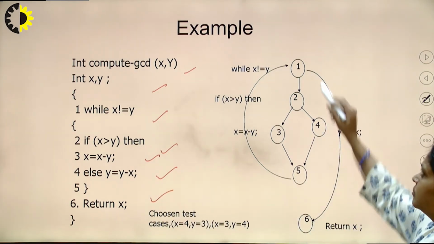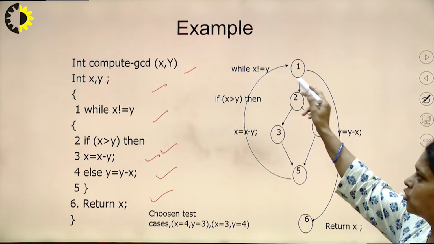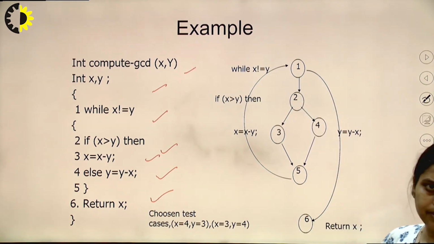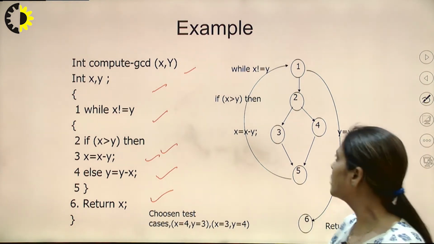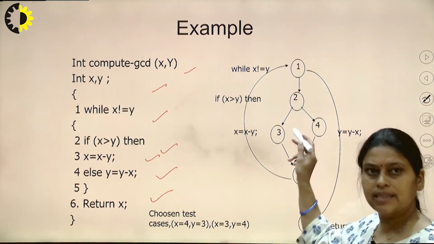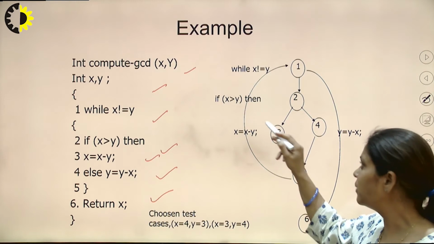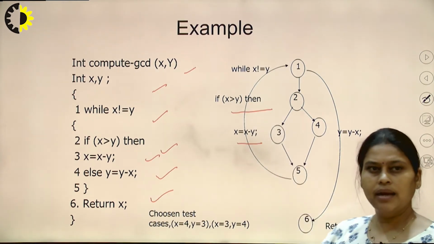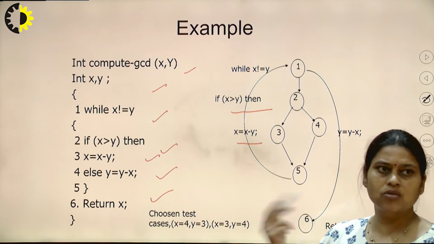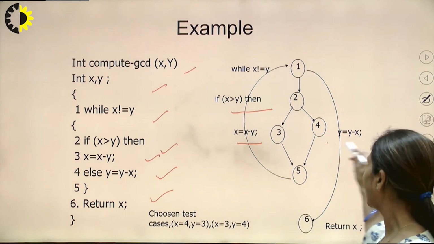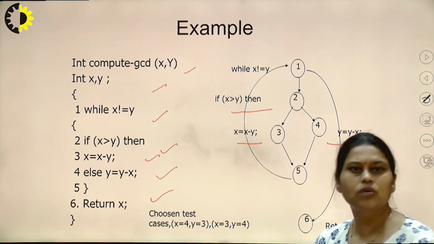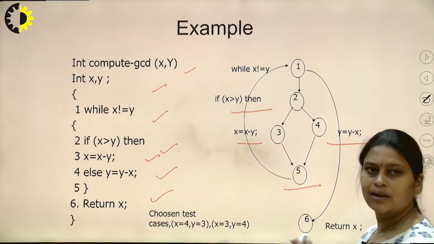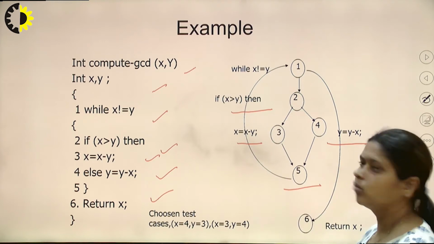So we have put here, this is your first statement, while x is not equal to y. Then it will go on to the second statement, that is the if statement. If x is greater than y, then it will calculate x is equal to x minus y, else it will calculate y is equal to y minus x, and in the fifth the calculation value, and again it will go on to the first.